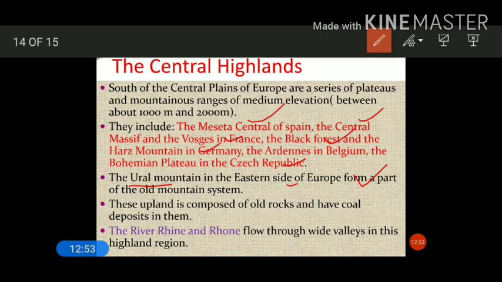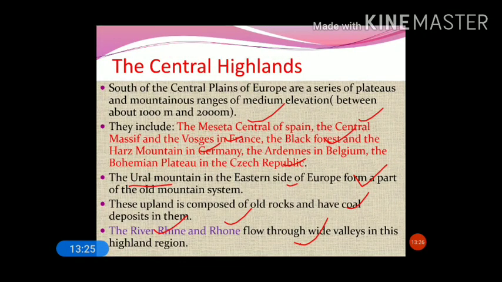Now this upland is composed of old rocks and has coal deposits in it. So this highland, as it is a plateau region, and plateaus are very rich in different kinds of minerals, it's very obvious that it has a rich deposit of coal. There can be other mineral deposits as well. Now we'll see what are the important rivers that flow in this region. The River Rhine and River Rhone are the two important rivers that flow in the Central Highland, and make a wide valley along this highland region. Okay, so this is all about the Central Highlands.